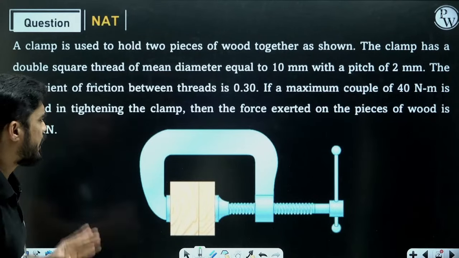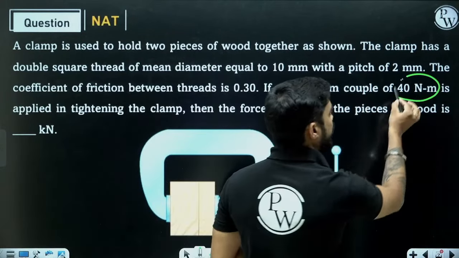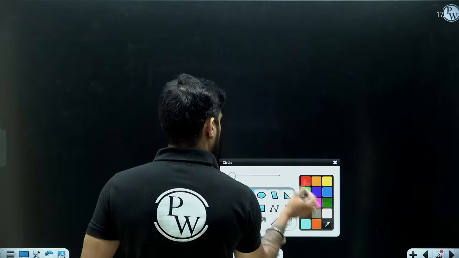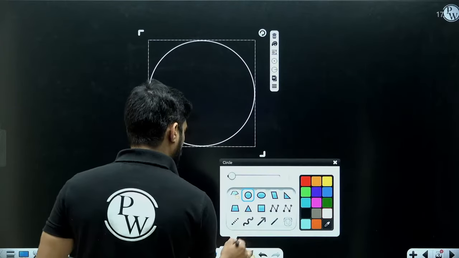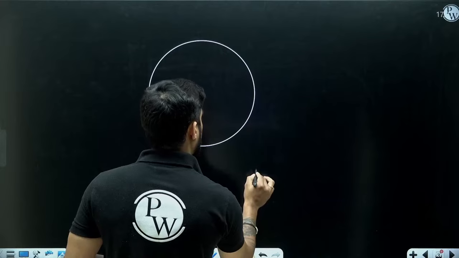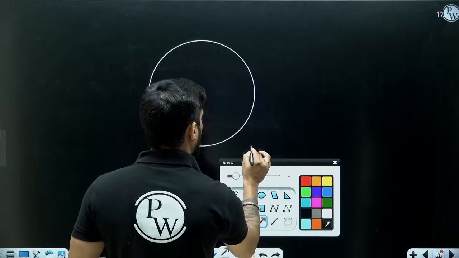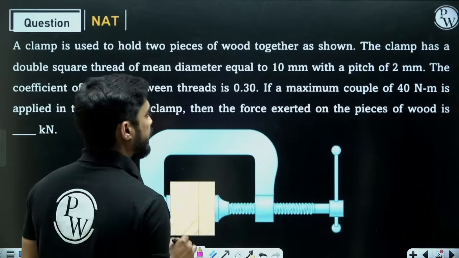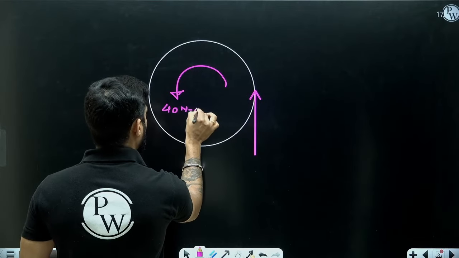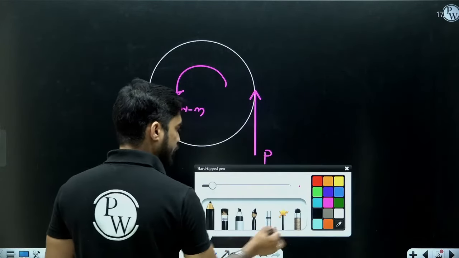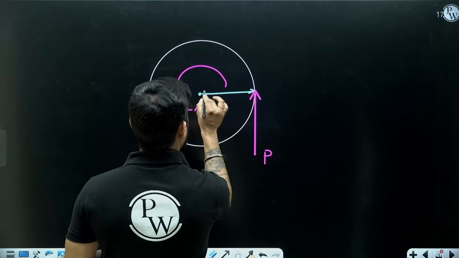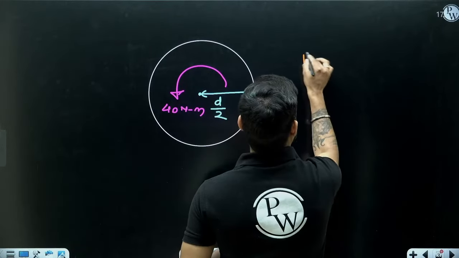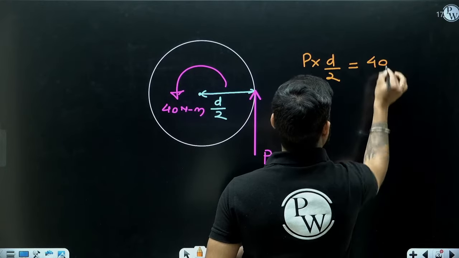So here we have the torque. What is the value of torque? Yesterday we saw that if you are applying a force P on the screw like this, this is the screw, and you are applying the force on the edge of this screw, and this is creating the torque. How much is the torque? The torque is 40 Newton meter. Let's say this force is P. So from the center to here, what will be the distance? D by 2. So 40 Newton meter is P into D by 2.